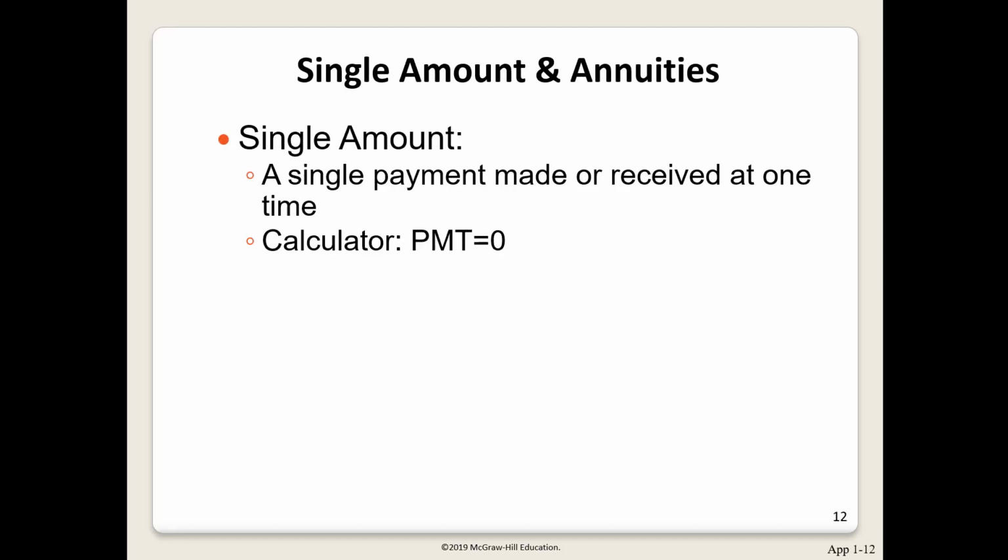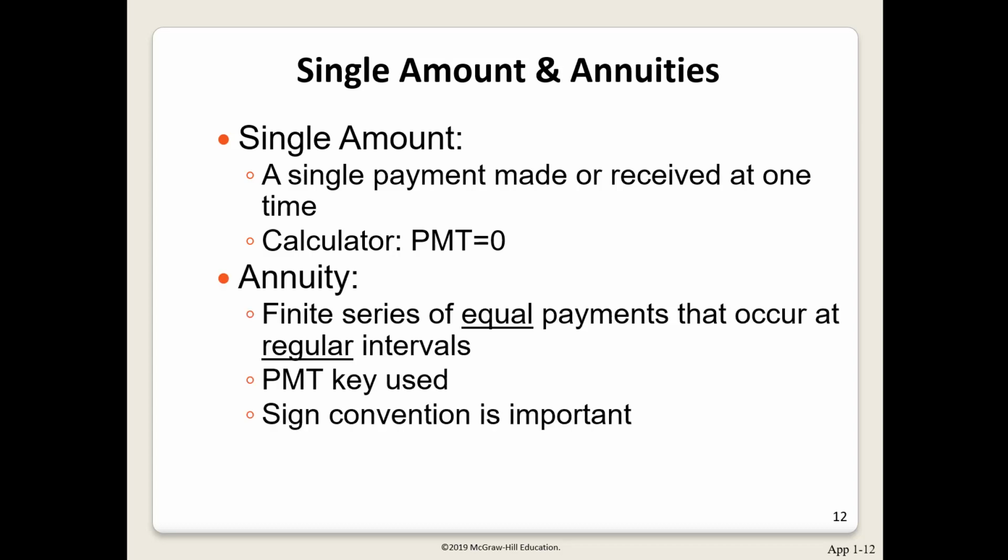We'll look at 2 types of TVM problems from both the present value and future value side. A single amount could be received in the future or invested now. In either case, PMT is 0. An annuity is a finite series of equal payments that occur at regular intervals.